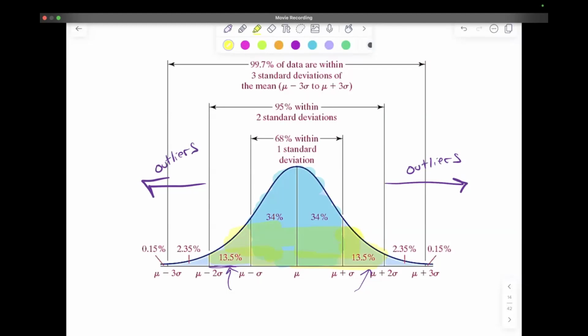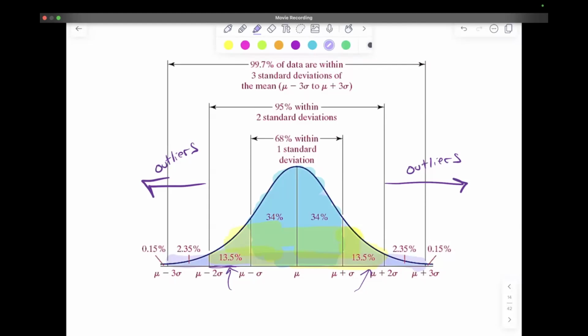But we still need to consider the far outside here. 99.7% of our data is within 3 standard deviations of the mean. 99.7% of our data within 3 standard deviations. So it adds 2.35% onto either end of that 95%, which brings us to 99.7. Then anything outside the 3 standard deviations, that's 0.15%. And that includes anything off to infinity in both directions.